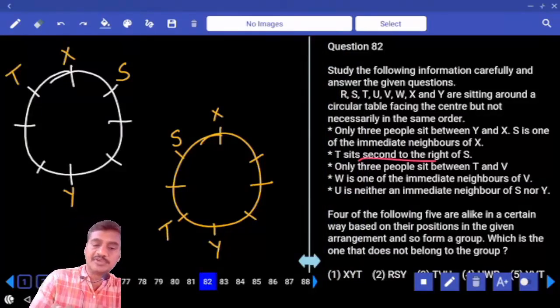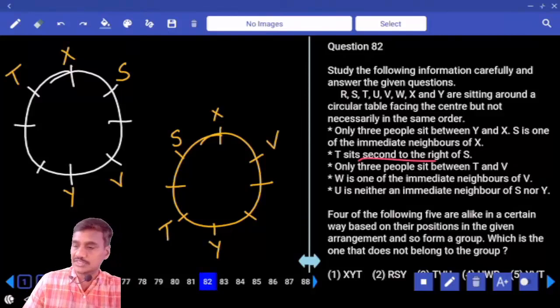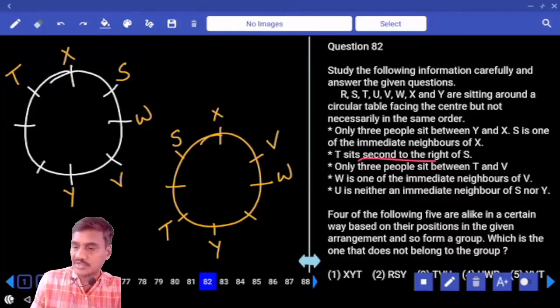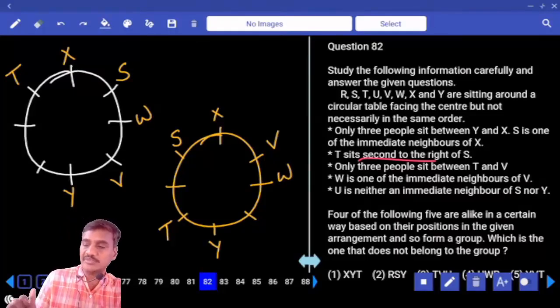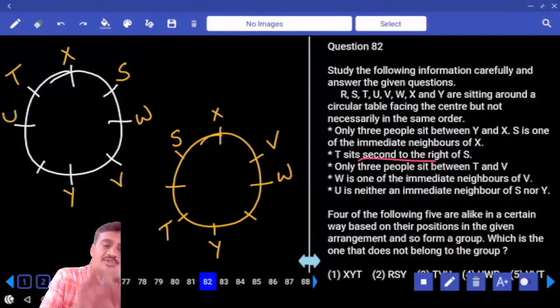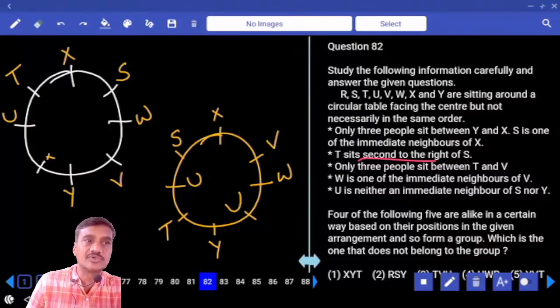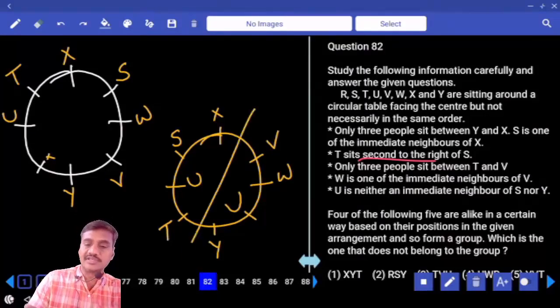Only 3 people between T and V, they are opposite to each other. And W is one of the immediate neighbors of V. W is here. U is neither an immediate neighbor of S nor Y. U cannot be at this place, and U cannot be here. In the second case, there is no place left for U at all, and the second case got invalid.